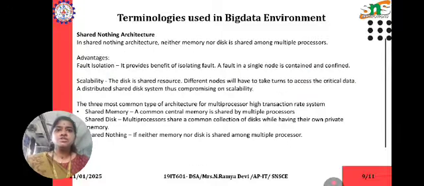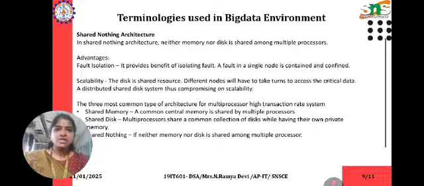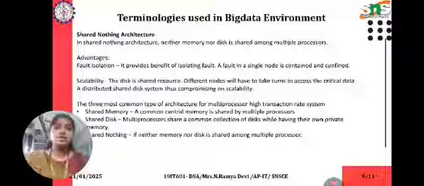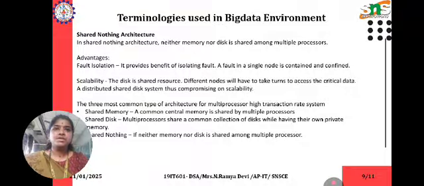So next is shared nothing architecture. In shared nothing architecture, neither memory nor disk is shared among multiple processors. So what are the advantages behind the shared nothing architecture? Fault isolation. It provides the benefit of isolating faults. A fault in a single node is contained and confined. Next is scalability. If the disk is a shared resource, different nodes will have to take turns to access the critical data, in a distributed shared disk system, thus compromising on scalability.